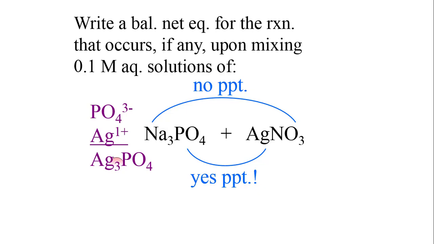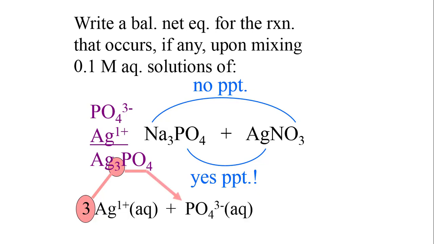From here, it is only one more step to write the balanced equation. The fact that there are 3 silver ions in the solid means that we need 3 moles of aqueous silver ions in the equation. There is 1 phosphate in the solid, so we need 1 mole of aqueous phosphate ions in the equation. Of course, the product is the solid silver phosphate.